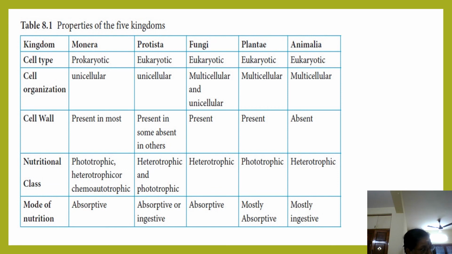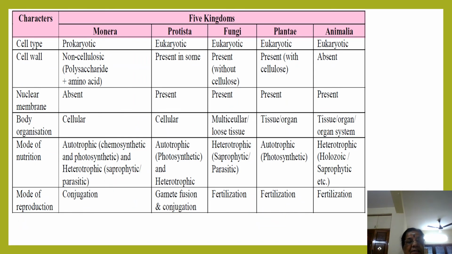The next one, again a simple flowchart: organisms are prokaryote and eukaryote. Prokaryotes are only kingdom Monera. In eukaryotes, unicellular is Protista, multicellular is with cell wall or without cell wall. Remember that. With cell wall, there are heterotroph and autotroph. Autotroph is kingdom Plantae, heterotroph is kingdom Fungi. Fungi examples: mushroom, yeast, bread mold. Mold we studied, remember bread mold, mushroom Agaricus, yeast we know. I hope you understand.